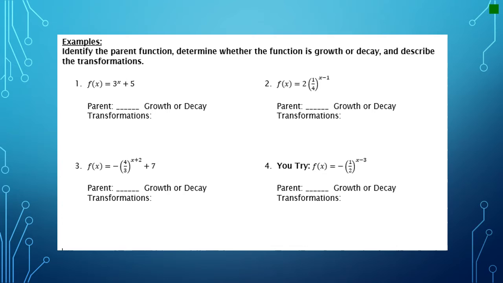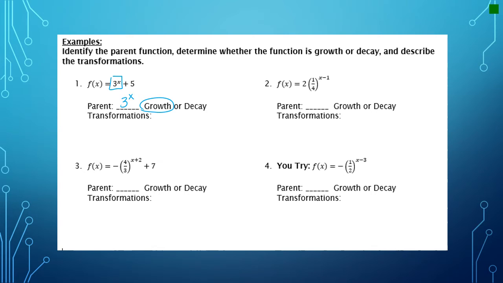So the parent function is always going to be whatever the base is to the x power. So for this problem right here, to identify the parent function, it would just be 3 to the x. And then by looking at that number, the base number, you can decide if it's growth or decay. Remember that if it's greater than 1, it's growth, and if it's between 0 and 1, so a fraction that's less than 1, it would be decay. So this graph would be growth since 3 is larger than 1.